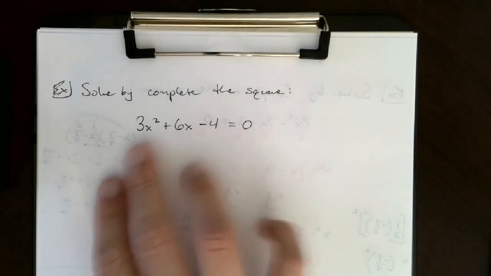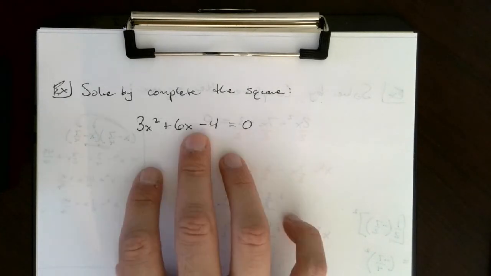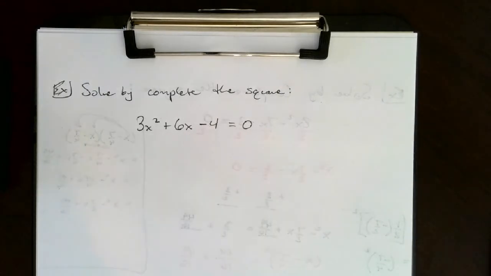Thinking about the AC method, 3 times negative 4 multiplies to negative 12, but the numbers would also need to add to 6. There wouldn't be numbers that do that. So solving by completing the square gives us another method to solve.